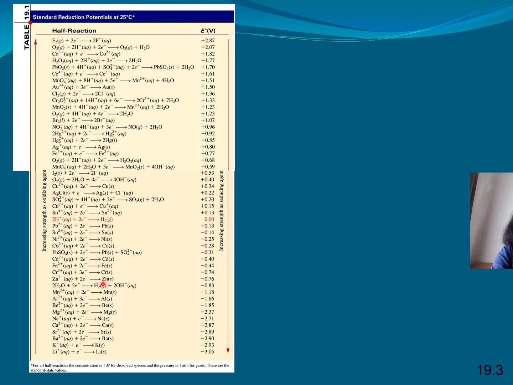Now this is the electrochemical series in which the standard reduction potentials of the various cells are given. Half reactions are given for various electrodes.